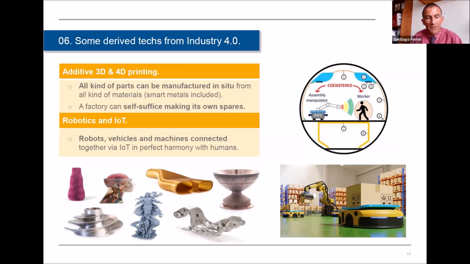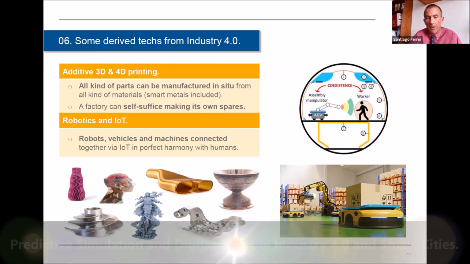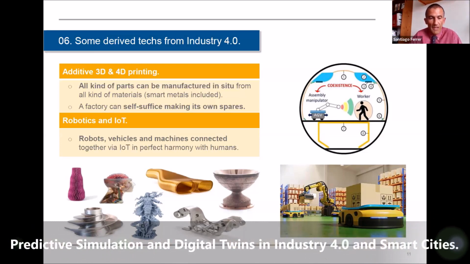So I mean additive 3D and 4D printing. So please imagine the case that all kind of parts can be manufactured in situ from all kind of materials, even smart metals. Imagine you can design components able to transform its abilities and features depending on the environments and conditions, changing its shape, its conductivity. Imagine how the world materials and electronics can be changed drastically, coming up with the new devices, including breakthrough capabilities now out of our imagination.